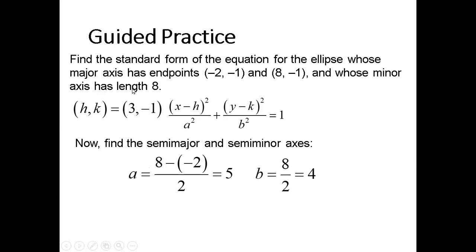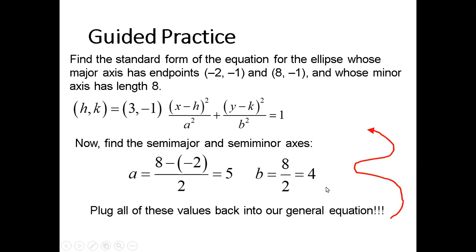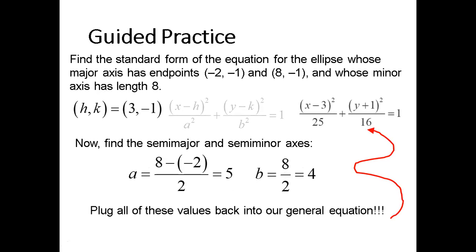And for the value of B, we have already here the length 8. So we only divide it by 2 to find the semi-minor axis, which is 4. Okay, we already have A and B, therefore we can plug all of these values back into our general equation. We have it here: (x minus 3) quantity squared over 25 plus (y plus 1) quantity squared over 16 equals 1, for the standard form. And that's the answer. How about the graph, sir?